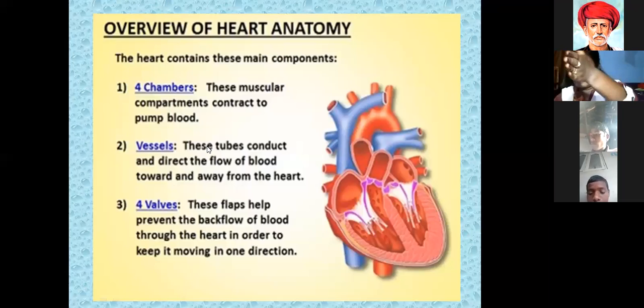Forward and backward, the circulation of blood like that. That is how it helps the blood vessels. Okay. Next, again, the four valves are there.